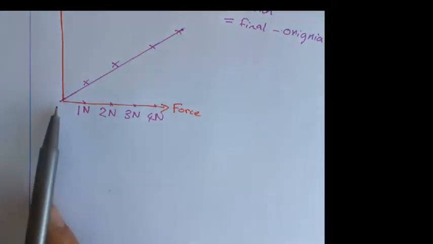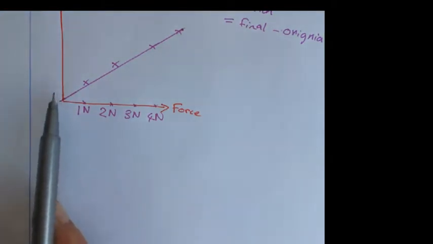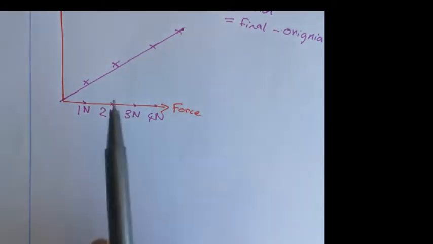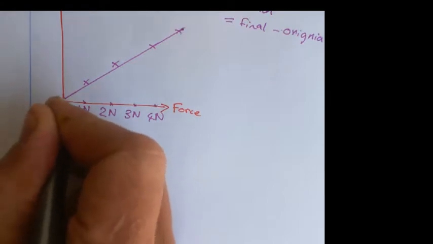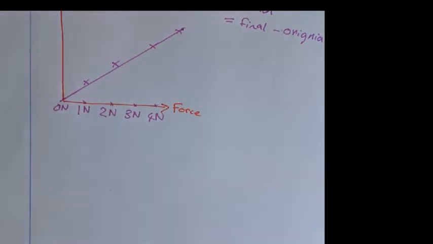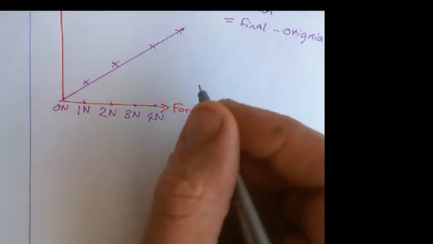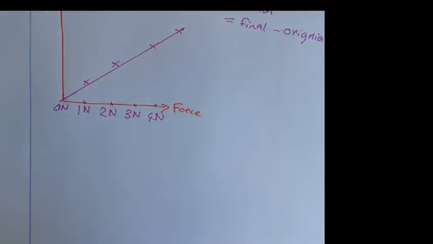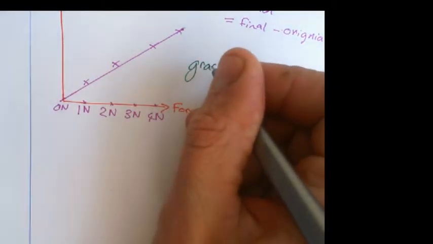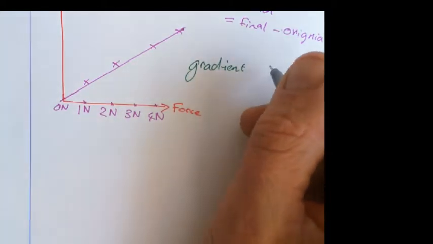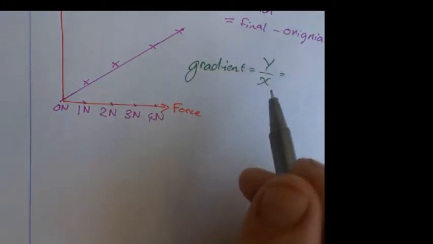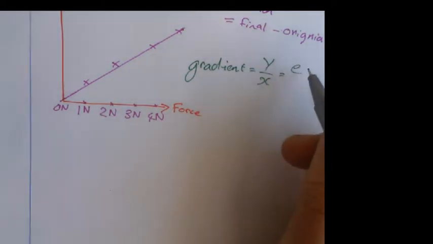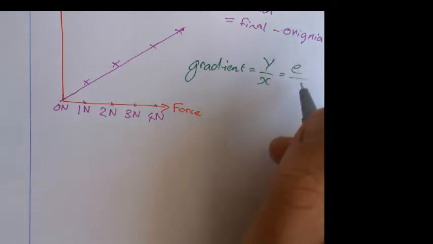It should go through the origin. If it doesn't go through the origin, then there's an error in your experiment. Zero force should be zero extension. You draw your line of best fit, you calculate your gradient. Your gradient is going to be equal to y over x, where y is the extension and x is the force.